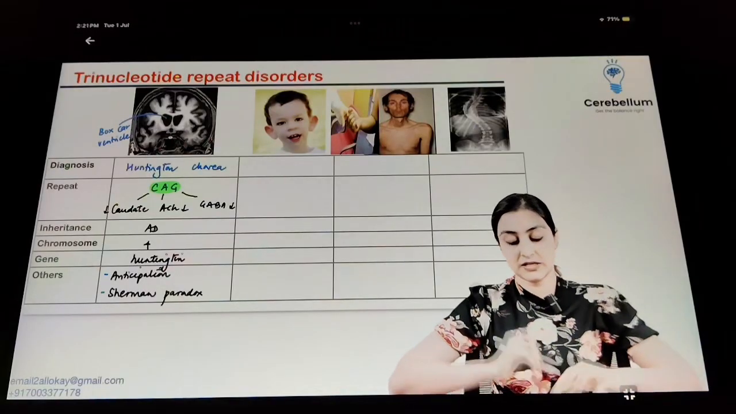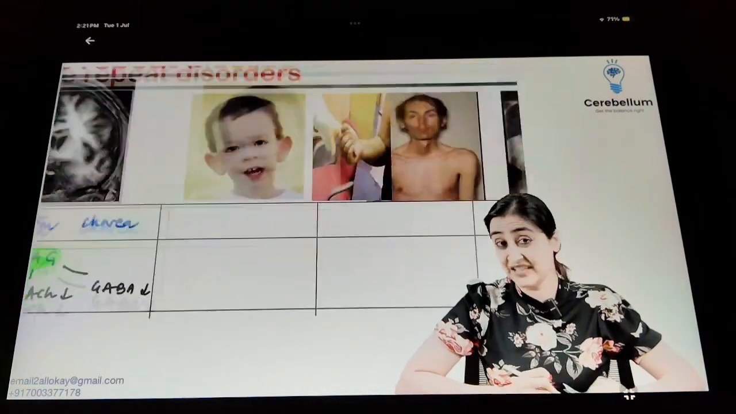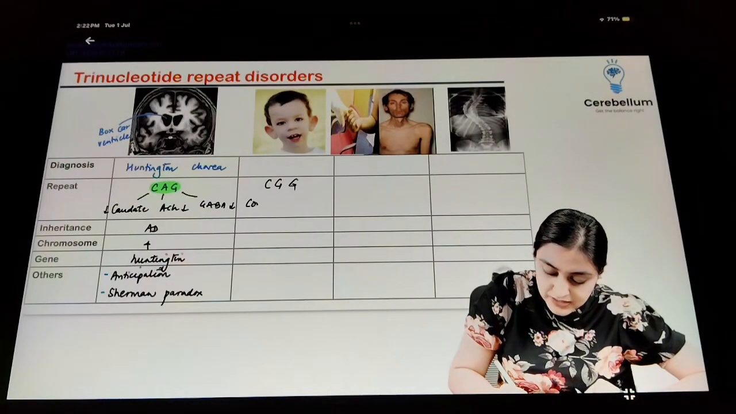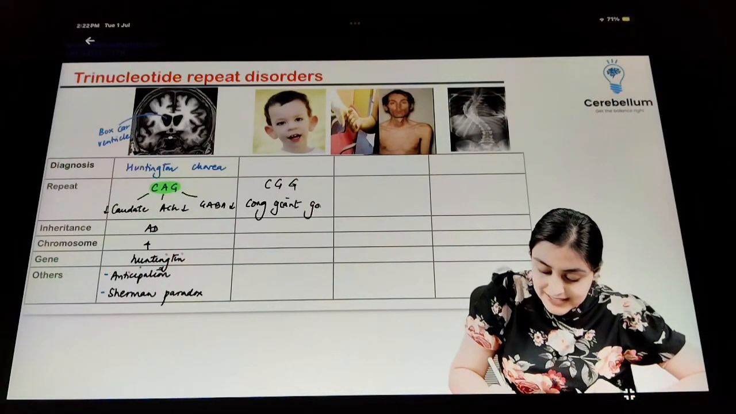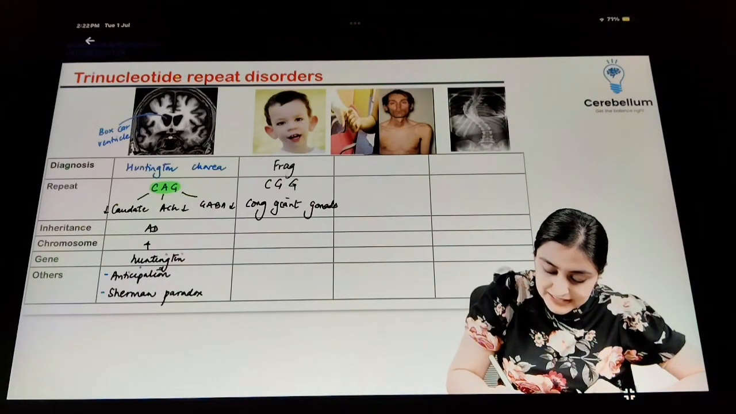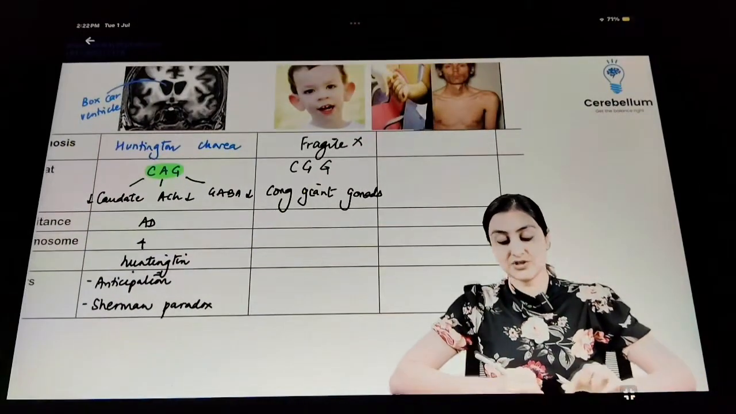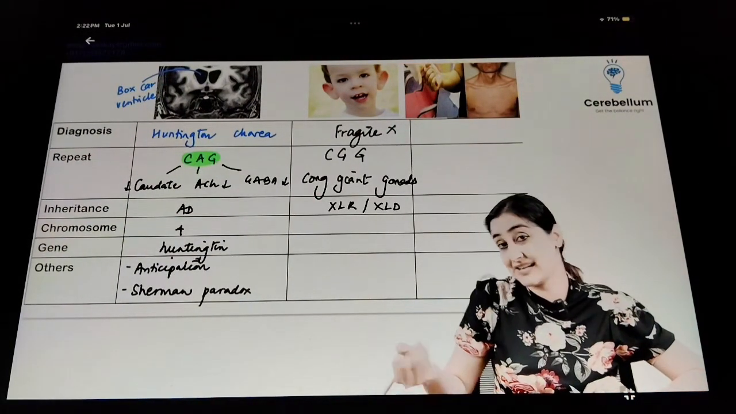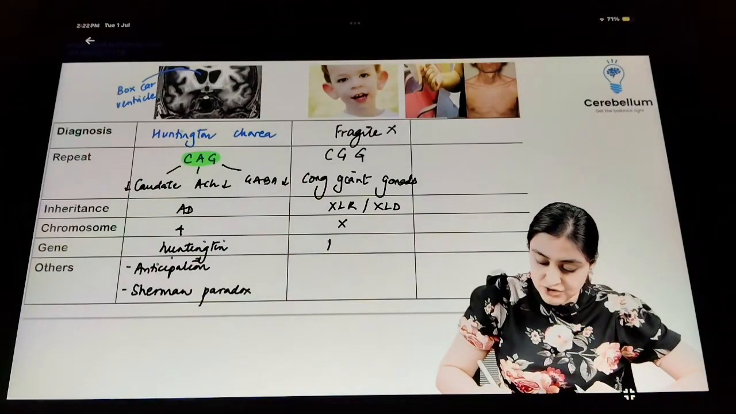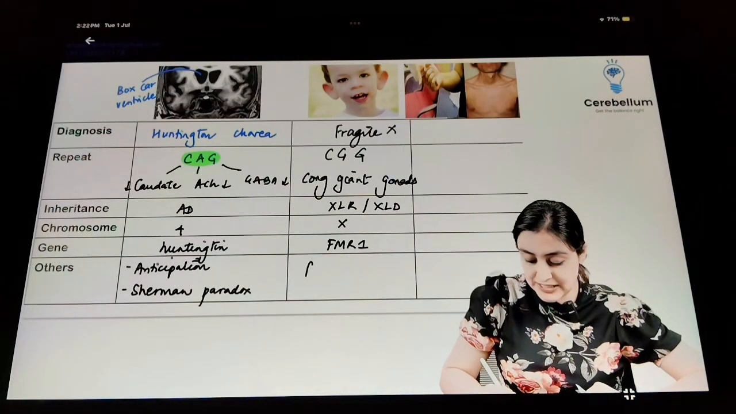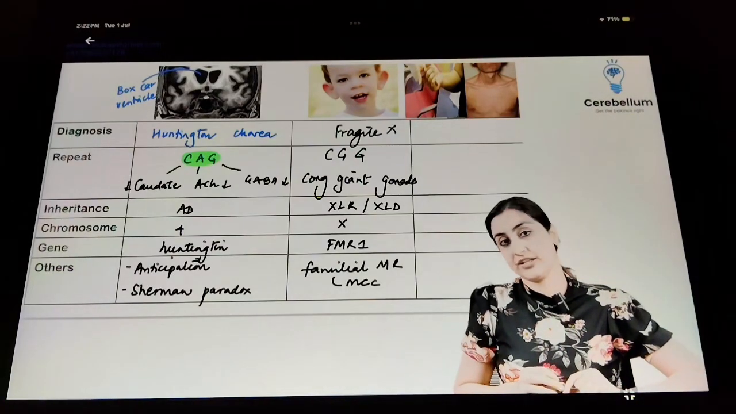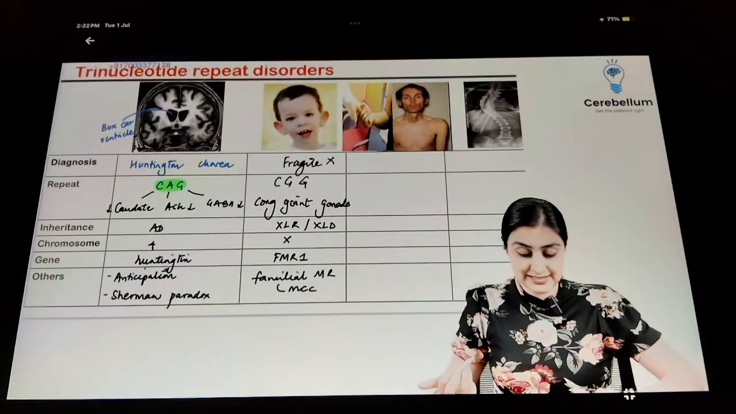So this is Huntington's. Look at this boy here. The boy has large ears. The boy also has large gonads. So this you will remember is CGG, congenitally giant gonads. And this is what is our Fragile X syndrome. So Fragile X is CGG, congenitally giant gonads. The inheritance is X-linked recessive. Some people also write as X-linked dominant. Chromosome obviously is X chromosome and the gene is FMR1. And that also tells you that there is familial mental retardation. In fact, this is the most common cause of familial mental retardation. Okay, so this is about Fragile X.